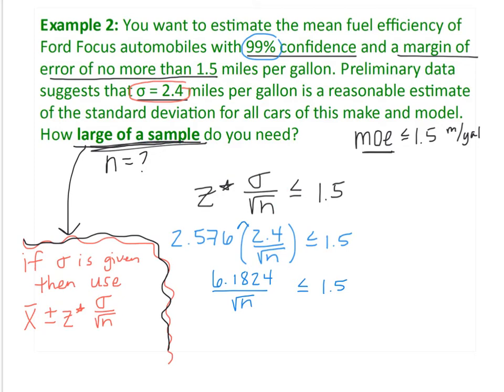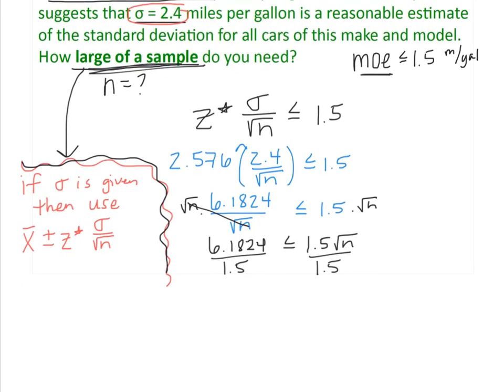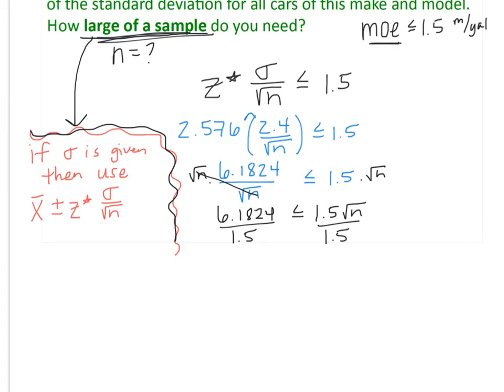Well, now if I'm looking for n, I want to cross multiply n to both sides. So if I times the square root of n on both sides, those cancel, and I get 6.1824 less than or equal to 1.5 times the square root of n. Got to get n alone, so divide by 1.5, divide by 1.5. And I get 4.1216 is less than or equal to the square root of n.